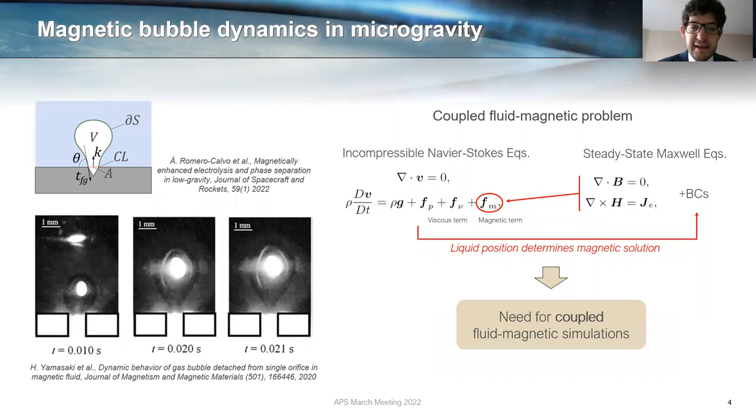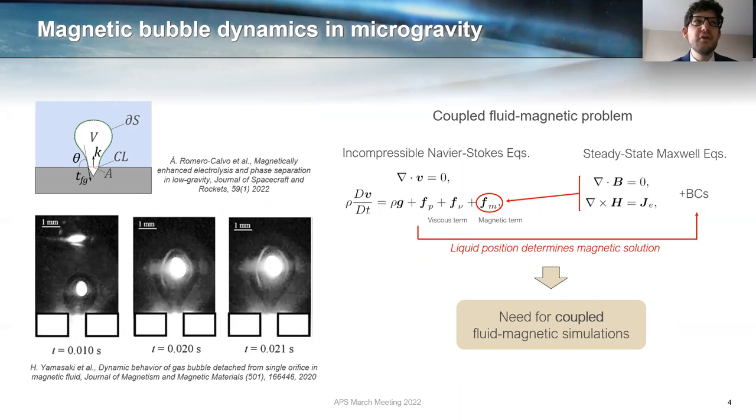This problem, in fact, is relevant on Earth when studying the detachment of bubbles in ferrofluids, because ferrofluids are highly susceptible materials that we can use to study this phenomenon. But the problem that we face is that this is a coupled fluid magnetic problem. We cannot solve the Navier-Stokes equations without considering the solution of the steady-state Maxwell equations. So in other words, we need coupled fluid magnetic simulations to assess this problem.